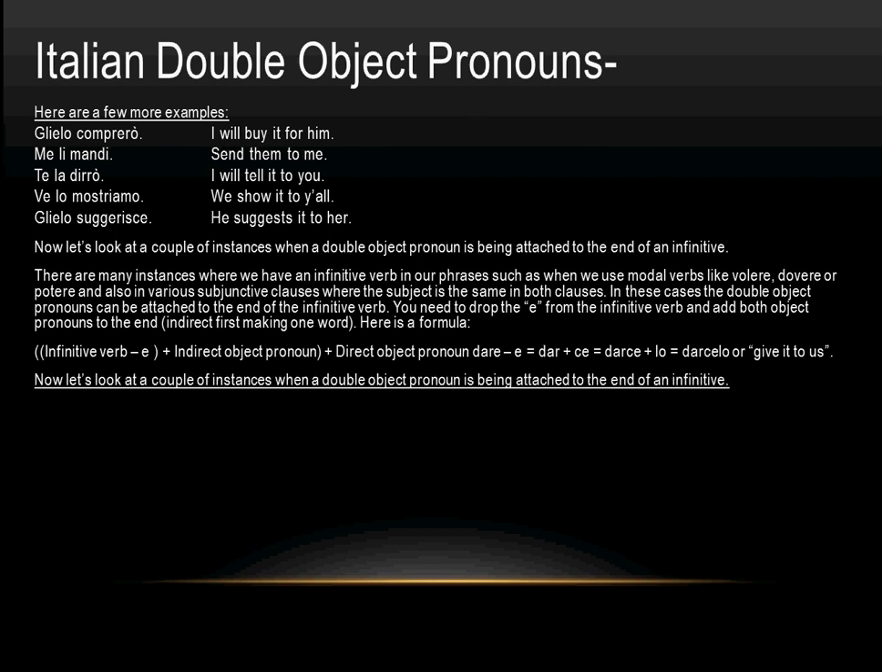Now we can actually see this in action. Devi comprarmelo. You have to buy it for me. Devi, you have to, comprarmelo. To buy it for me. Posso mandargliela. I can send it to her. Posso being I can. Mandare would be the verb, and we have attached gliela. Posso mandargliela.